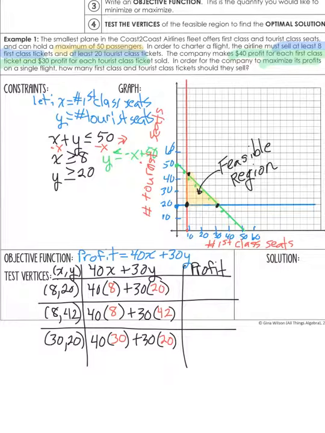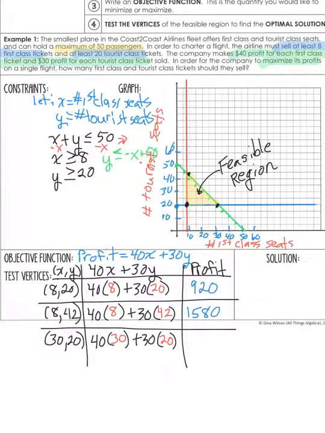Question is, do I have to show all 3? Yes, even if you definitely for sure know what the maximum is going to be. Then at this point, use your calculator. So 40 times 8 plus 30 times 20. You're going to throw that in your calculator. So tell me what you get. You should get 920. And then the next one, 40 times 8 plus 30 times 42. So you should get 1580.